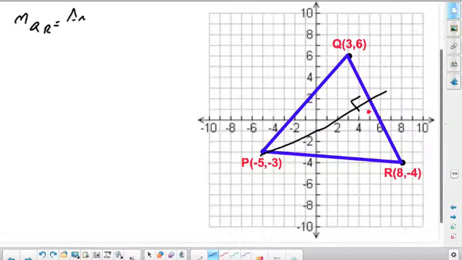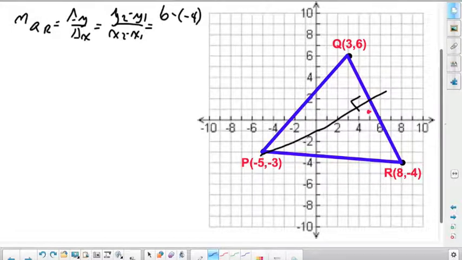Slope is equal to delta y over delta x, y2 minus y1 over x2 minus x1. So QR I'm looking at, so I get 6 minus a negative 4 and 3 minus 8. So that gives me 10 over negative 5, which gives me negative 2. So that's the slope of QR. Now I want the perpendicular slope.